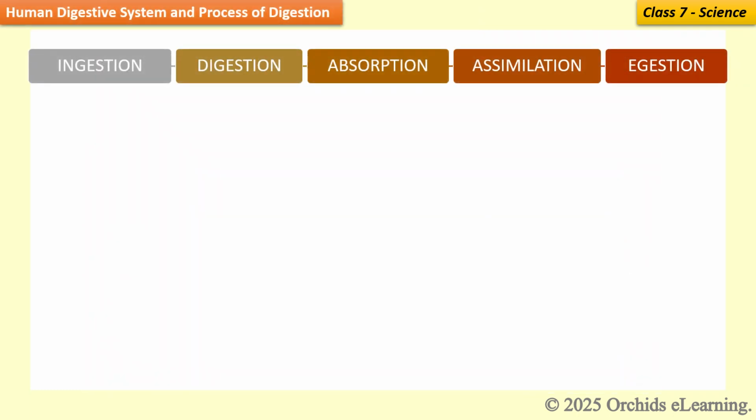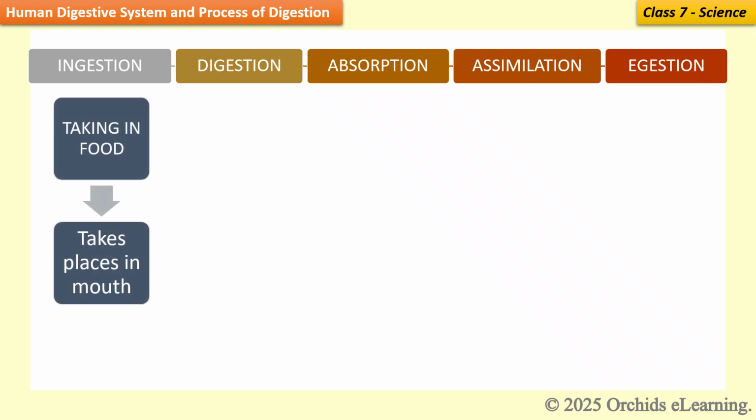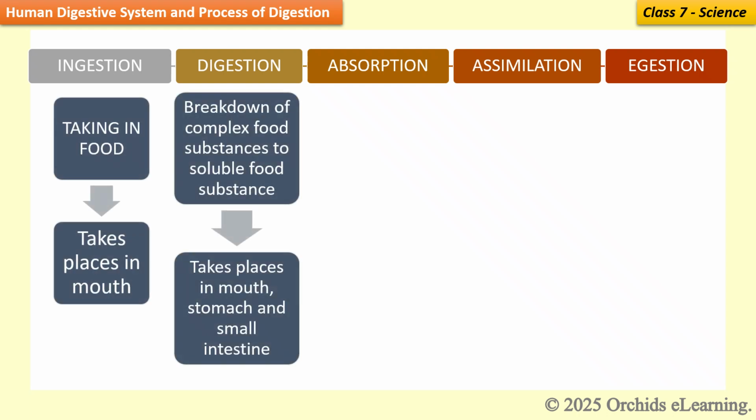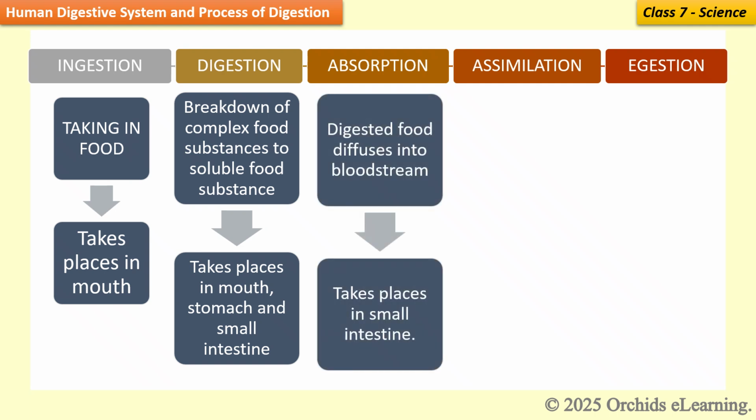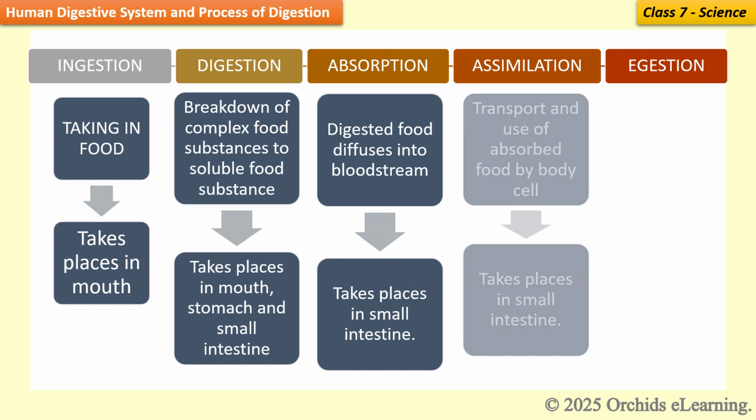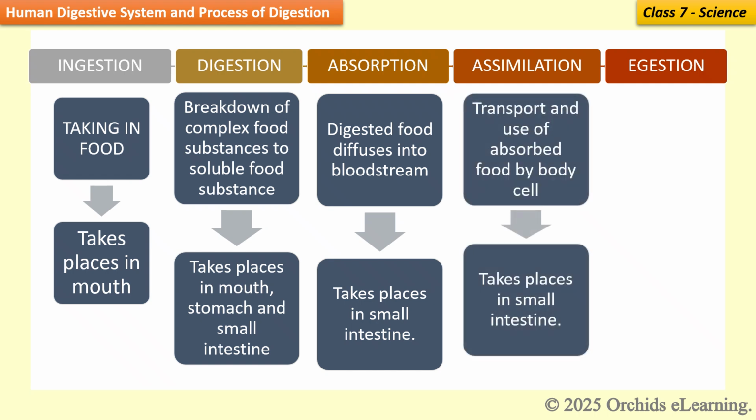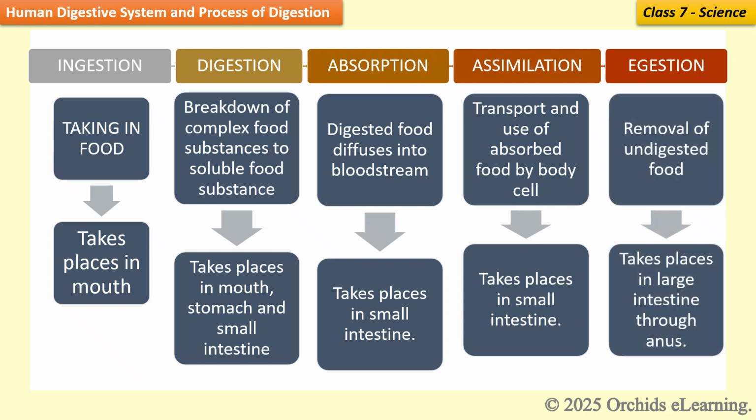So, the process of digestion includes ingestion, means taking in food. Digestion means breakdown of complex food substances to soluble food substances. Absorption means digested food diffuses into the bloodstream. Assimilation, transport and use of absorbed food by body cells. And egestion, removal of undigested food.